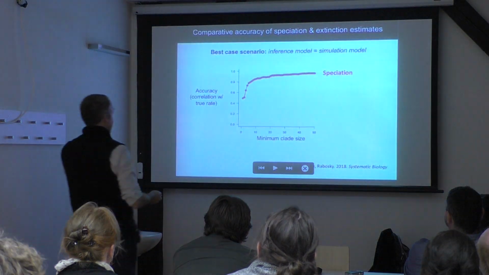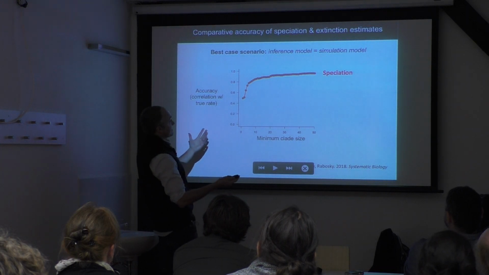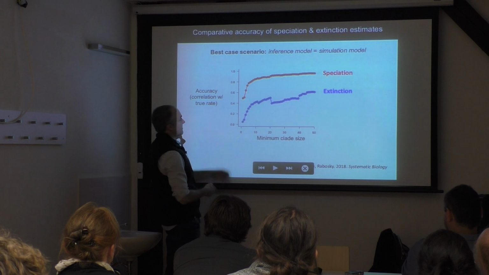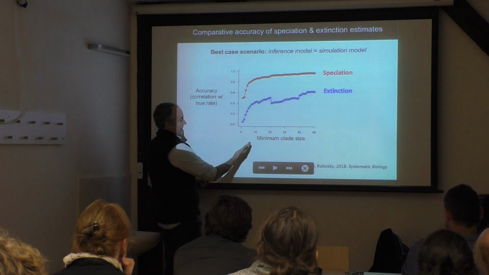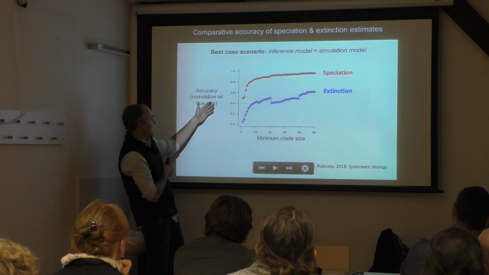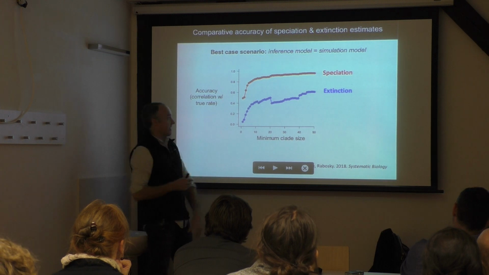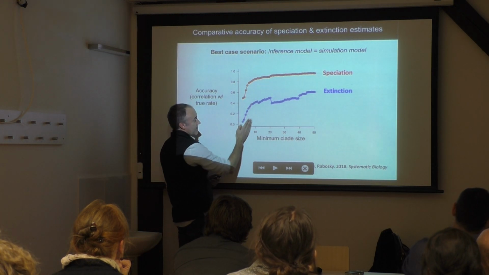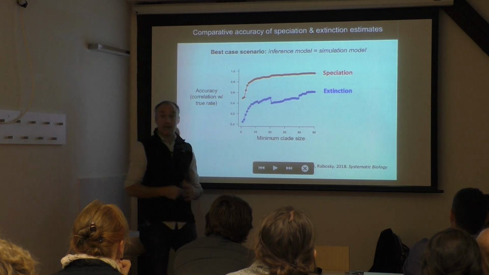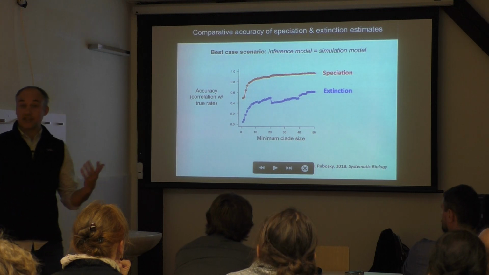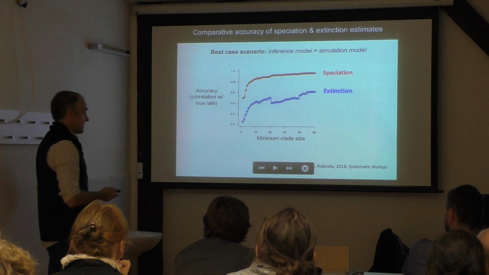This is just a simple example showing the best case scenario. If we're looking at clades of a given size and we look at how accurate our speciation and extinction rate estimates are, in terms of the correlation with the true rate, this is under perfect conditions. This basically shows that our speciation correlation with the true rates is always better than the extinction correlation with the true rates. And in fact, the extinction estimates get much worse when the assumptions of the model are violated.